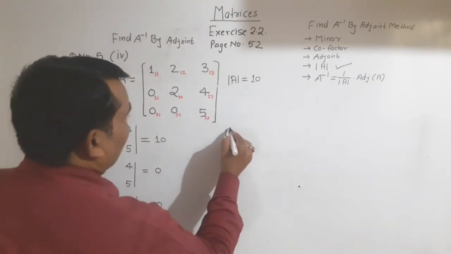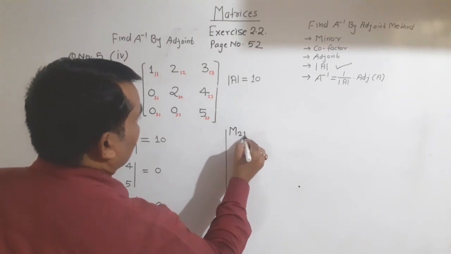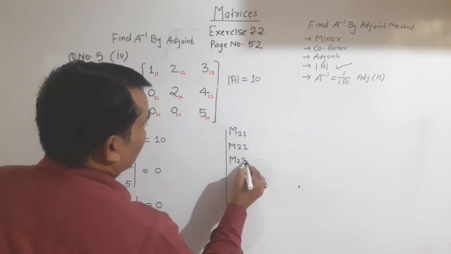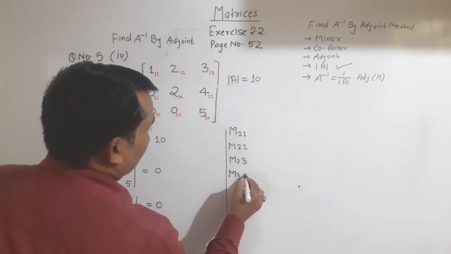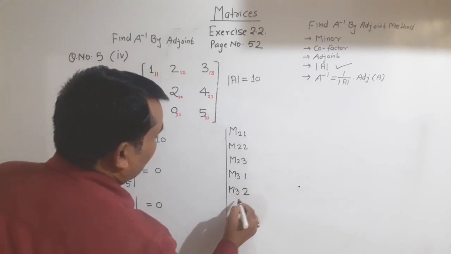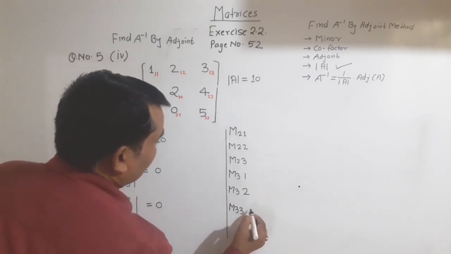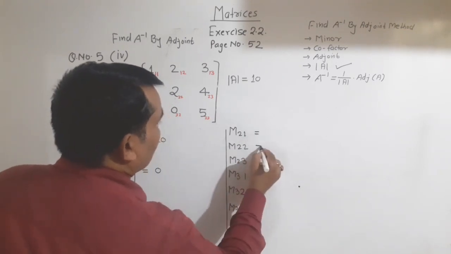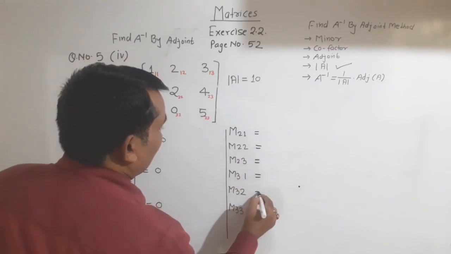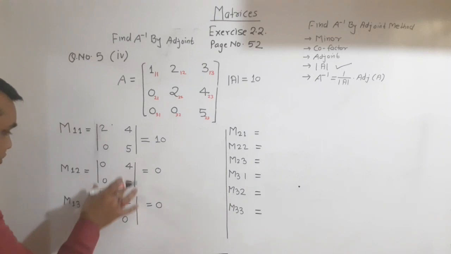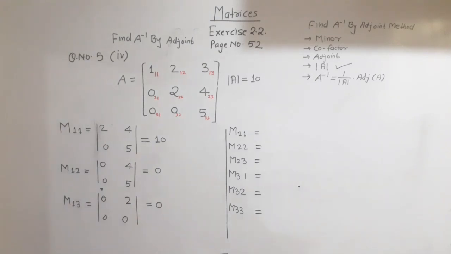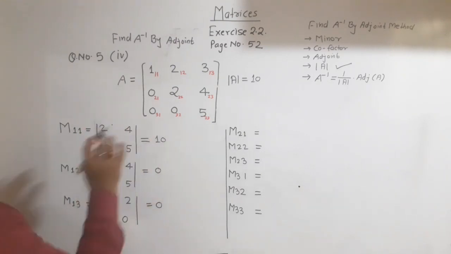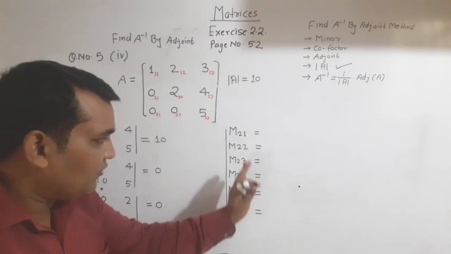Again we have to find M21, M22, M23, M31, M32 and M33. Dear, try to understand. In the exam, again I am repeating, you are not supposed to write this determinant. If you are doing it, well and good, otherwise no need to write down this determinant. Directly you can write down the answer, like how I am going to write for these 6.